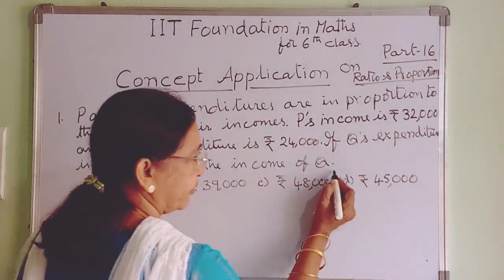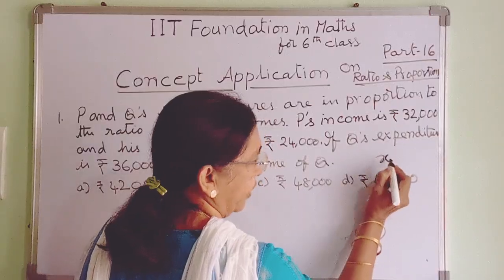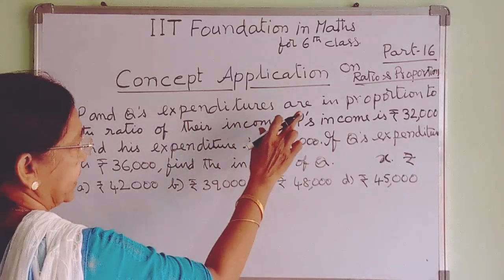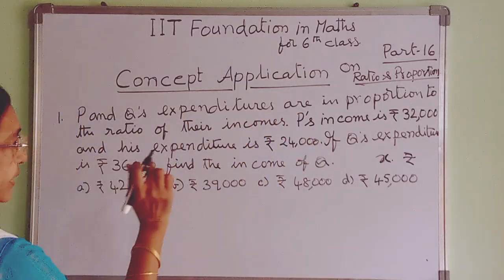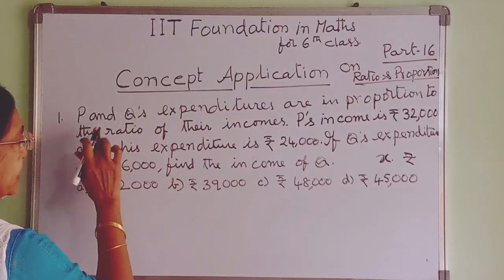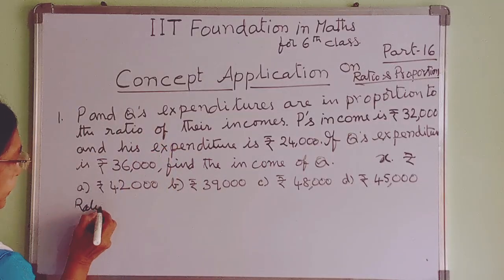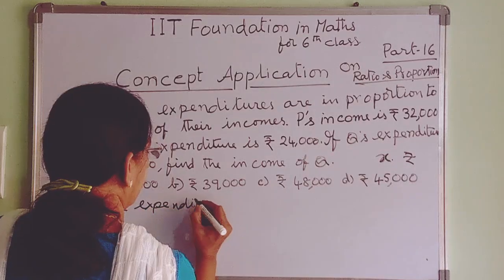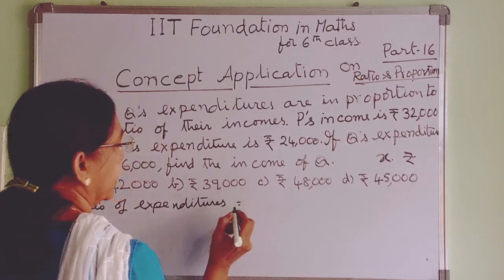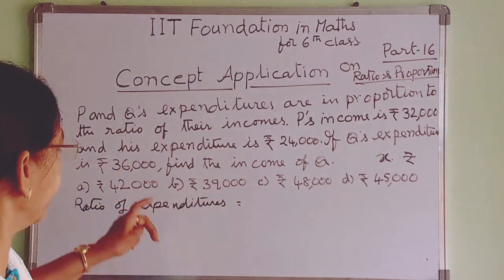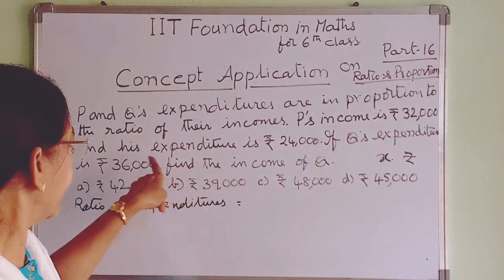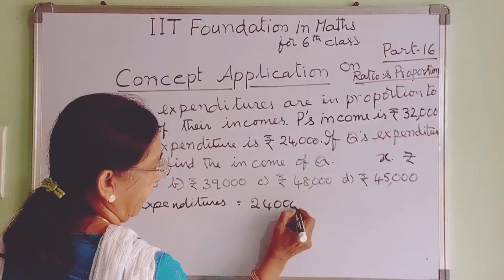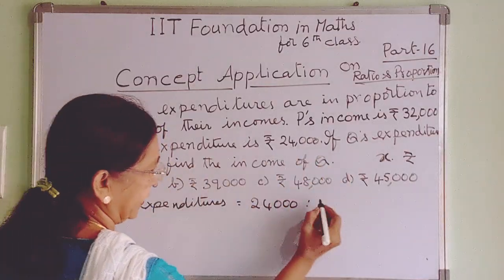Therefore, let the income of Q be X rupees. P's and Q's expenditures are proportional to the ratio of their incomes. So, the ratio of the expenditures of P and Q is P's expenditure 24,000 is to Q's expenditure 36,000.